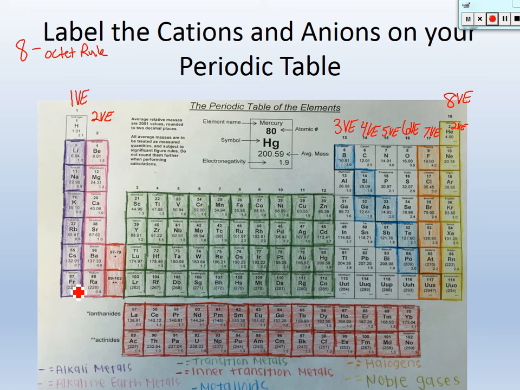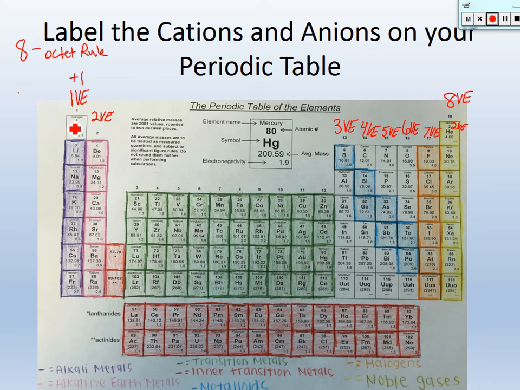For group 1 elements, they have 1 valence electron. Would it be easier for them to get 7 more or to lose this 1 to become like a noble gas? It's easier for them to lose 1. What charge would they have if they lost 1 valence electron? Positive 1. So above this group, I want you to put plus 1. That's because everyone in group 1 is going to form a plus 1 charge.